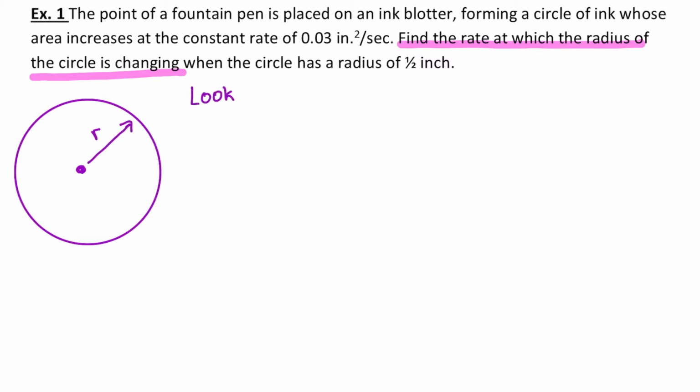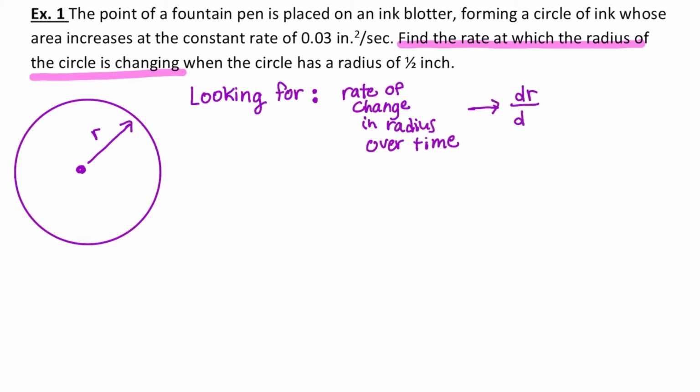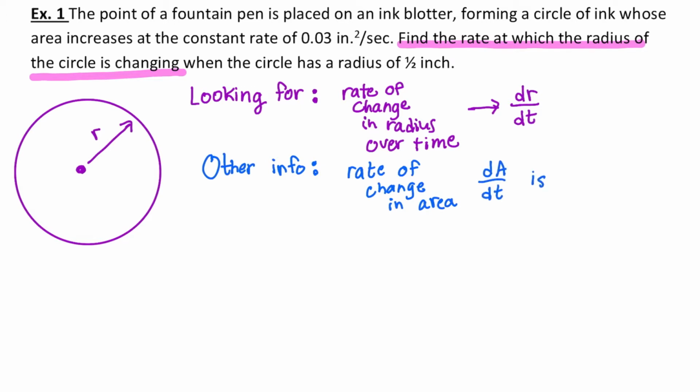So our radius is changing and that's causing our area to change. So what we're looking for is the rate of change in the radius of our circle, which in terms of our calculus notation is going to be dr/dt, because that's the rate of change in our radius over time. Some other info that we have given to us that's involved here is the rate of change in our area of the circle is 0.03 inches squared per second, and that's dA/dt, because that's the change in our area over time.